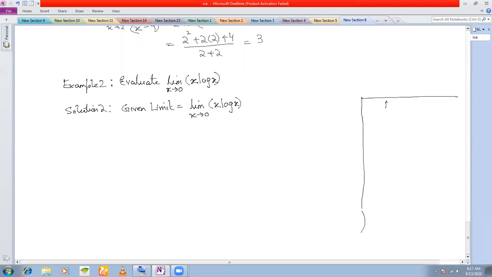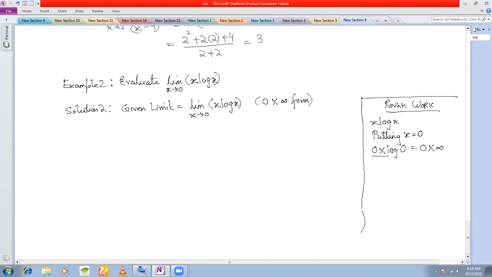So you have your rough work column and you have x log x. Since x tends to 0, you put x equal to 0. What do you get? 0 into log 0. Now what is log 0? We all know that log 0 is infinity. So this is clearly what form? 0 into infinity form.